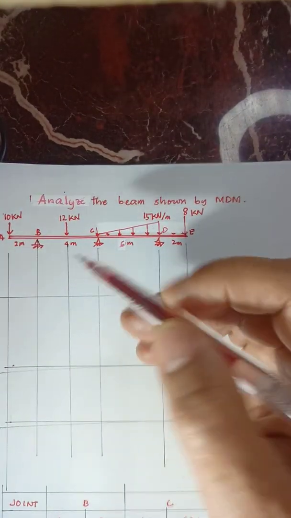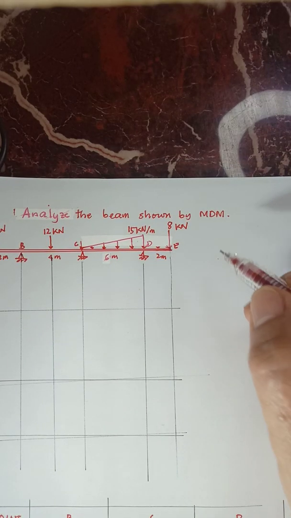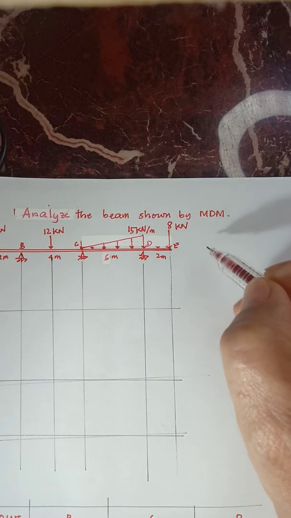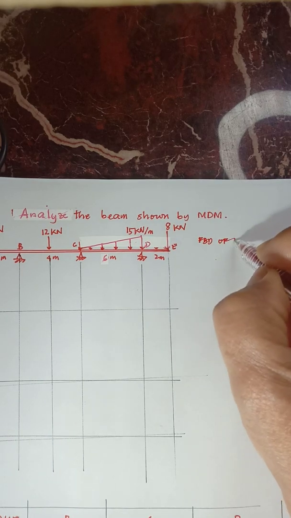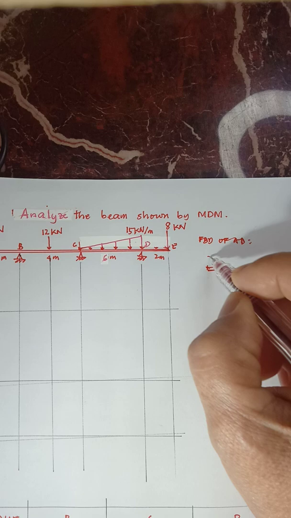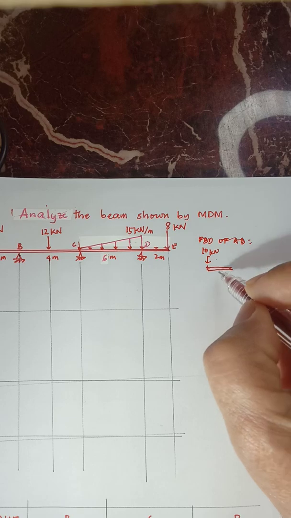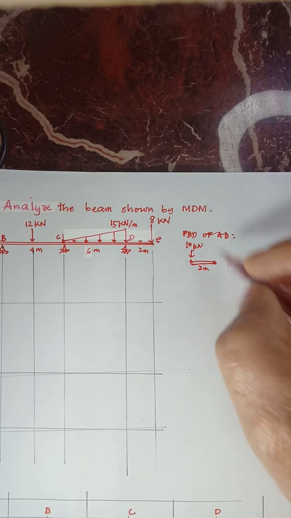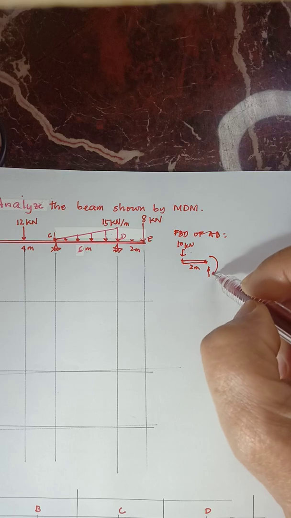So for member AB, that is an overhang, so you don't need to solve for the fixed end moments. You can determine already the exact moment at the overhang, at B. So if we draw the free body diagram, FBD of AB, you have a concentrated load at the end. This is 10 kilonewtons. The distance is 2 meters. Since you cut it near the joint, you have a vertical reaction and the moment.